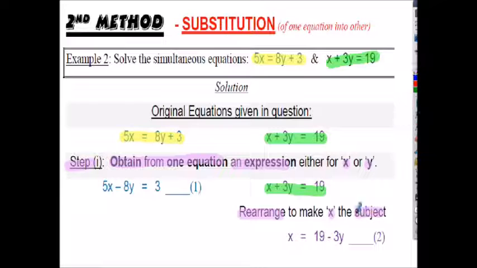So from above, I simply need to subtract 3y from both sides of the equation to get x is equal to 19 minus 3y. And I've called that equation 2 here. So equation 1 is as given in the original question. I'm not rearranging that one. In equation 2, I've rearranged in terms of x. So slightly different approach here.